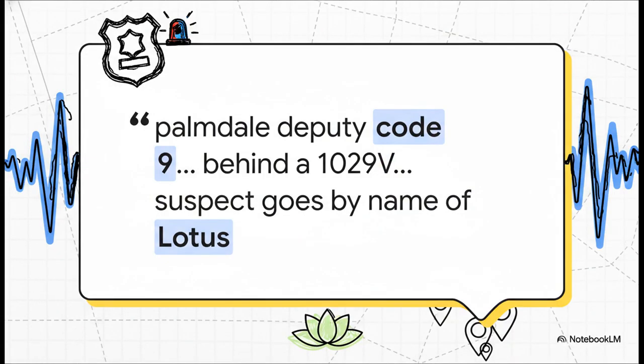And this quote, this perfectly shows you the level of raw, nitty-gritty detail we're talking about. This isn't some polished news report. It reads like it's straight off a police scanner. You've got the law enforcement jargon like Code 9 and 1029V, and you even get the suspect's alleged street name, Lotus. It's just immediate and completely unfiltered.